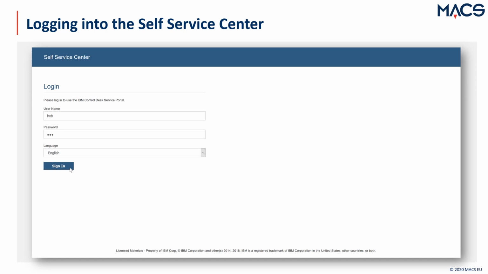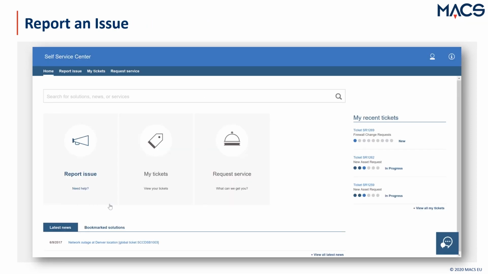So when I sign in, and in this case I do it as Bob, my self-service requester, I will get to the next screen where I get a couple of options and some other things we can see. So first, the ones that are popping out: report issue, my tickets, and also request service. So those three boxes where you can choose from.